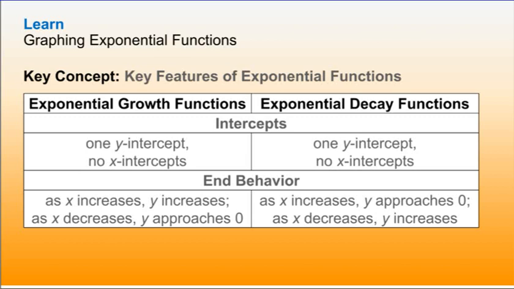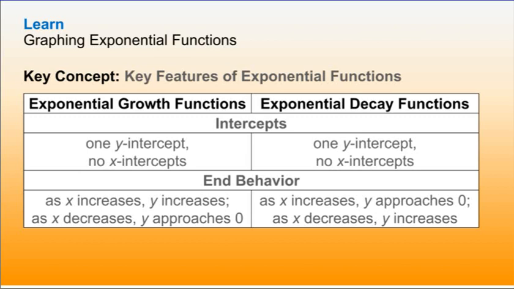When you're talking about the intercepts, they're both going to have only one y-intercept because it crosses the y-axis once, but it never crosses the x-axis, because if it crosses the x-axis, that means y is 0, and y will never equal 0 when you have an exponential function.